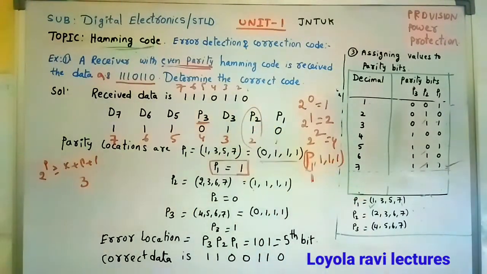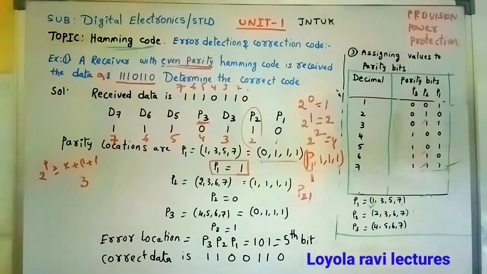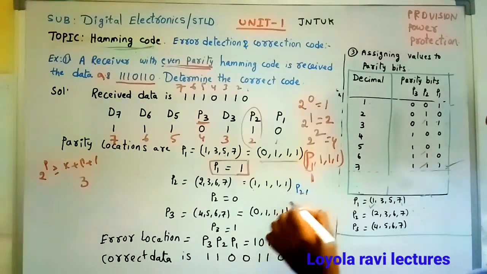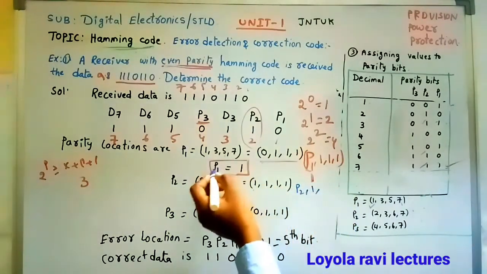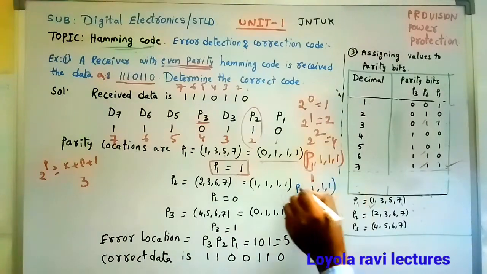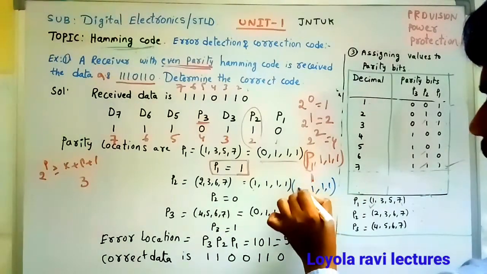Already given. If you want, you may take P2 directly, no problem. P2 comma 3, the third bit is 1, and 6, 7: 6 is 1, 7 is 1. So 1 comma 1 comma 1. Okay, so P2 already given, this is 1.